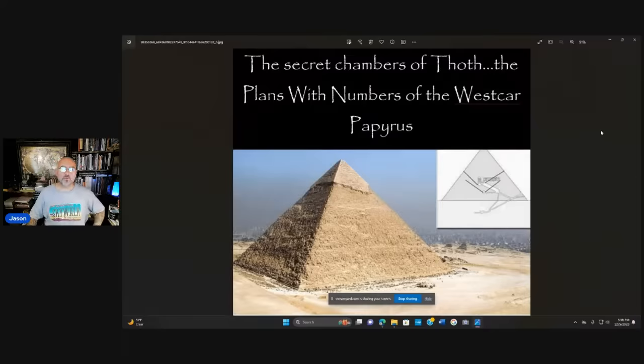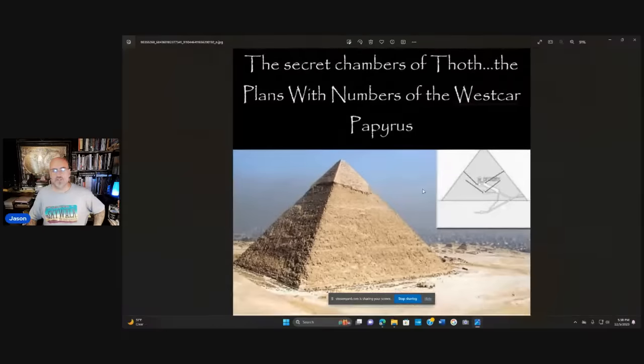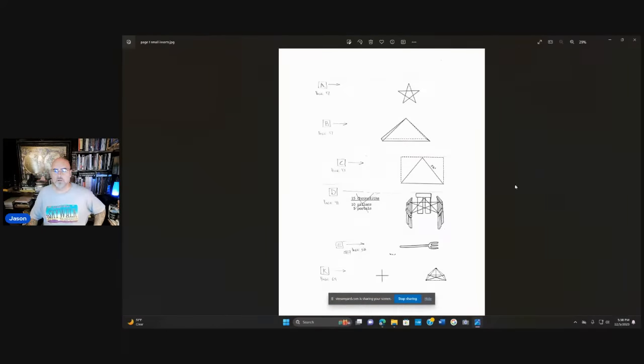The secret chambers of Thoth, the plans with numbers of the Egyptian Westcar papyrus. That's what this is talking about. The Westcar papyrus is talking about this. These are the secret plans with numbers. I just showed you what those numbers are. They're the Phoenix phenomenon. Everything is self-referencing, guys.